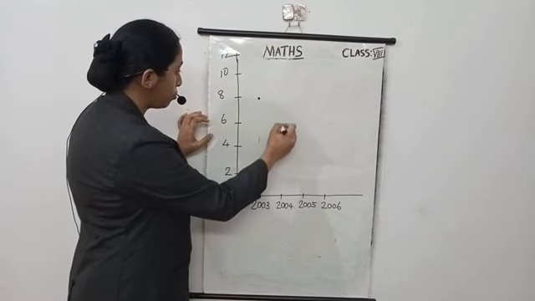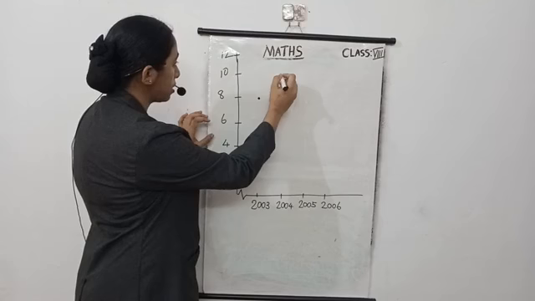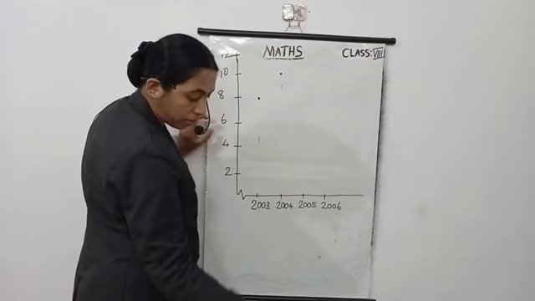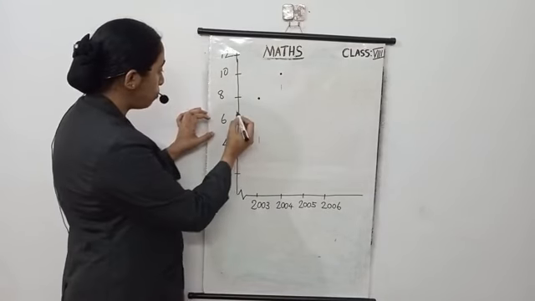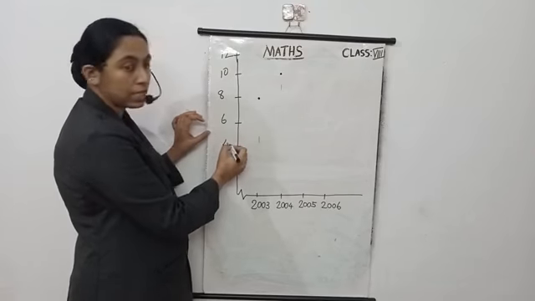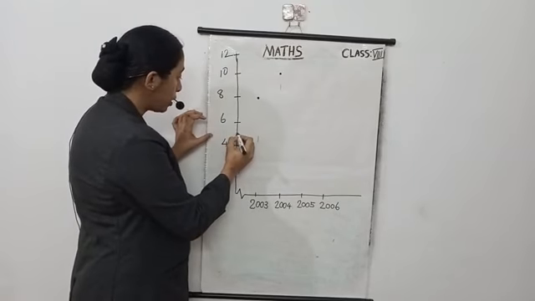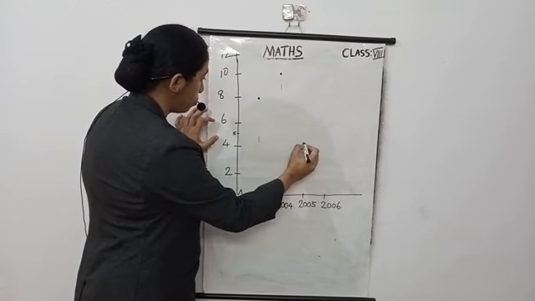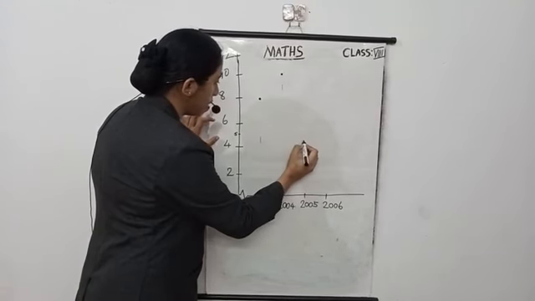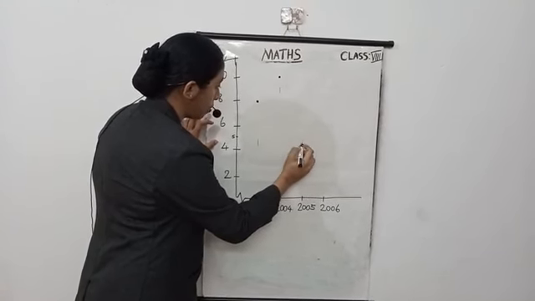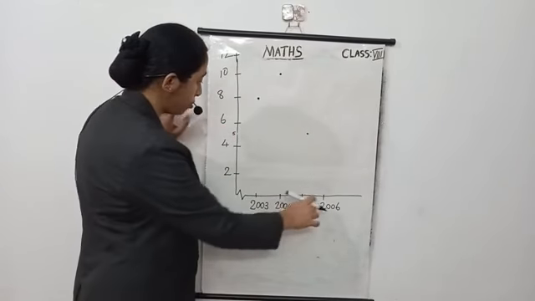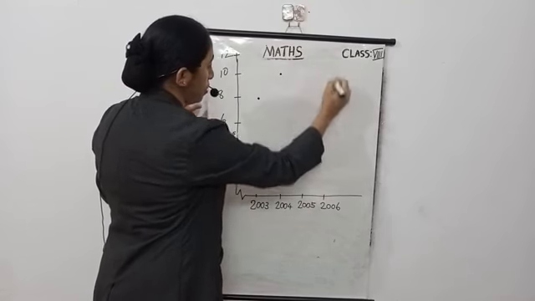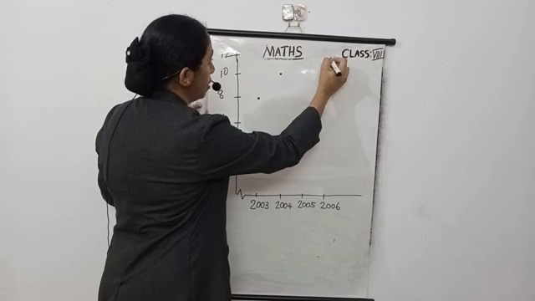So corresponding to 2004, correct, here 10. Now 2005, 5. So between this 4 and 6, 5 comes. So here 5. So 2005 corresponding to this is the point. Now 2006 is the last one, 12 corresponding, here 12. So we put a dot here.